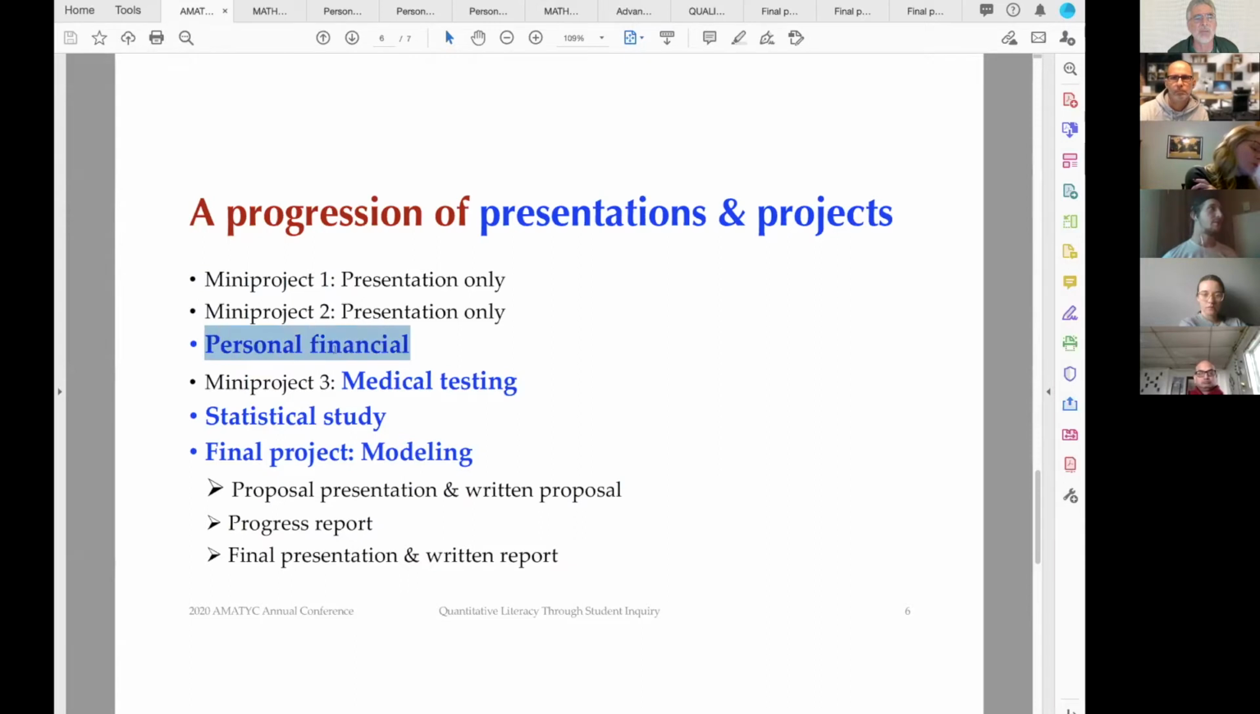The first major project is the personal finance project that addresses financial literacy. And then as we move on to the next mini project on medical testing, it provides students with a structure of how to present their findings using tree diagrams and area models. So they get lots of support. There are only 2 choices here on the personal finance project. Everybody's doing pretty much the same thing on the medical testing project.